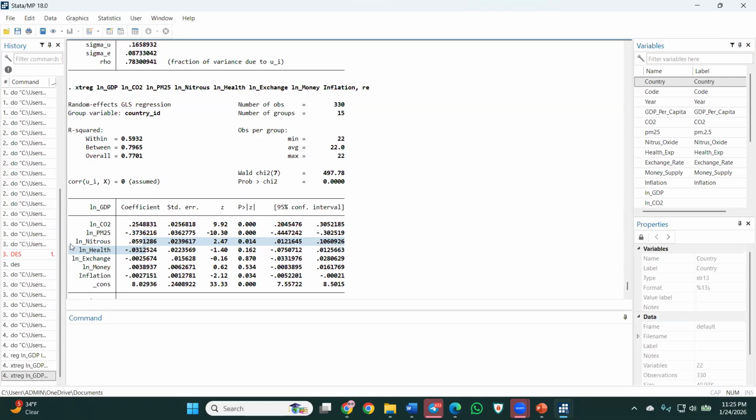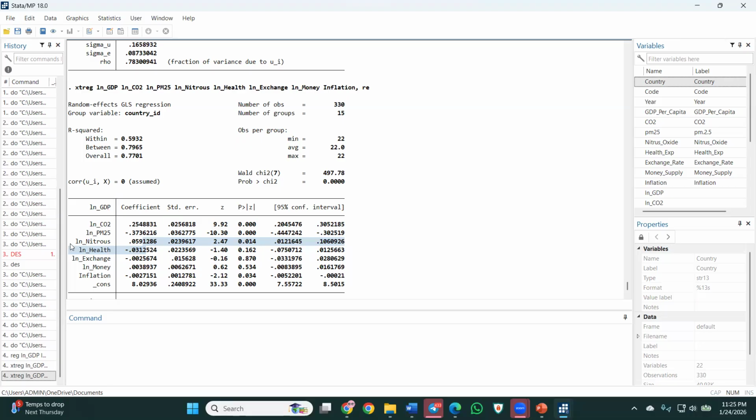Nitrous oxide is showing 0.059, which is 5.9%, approximately 6%, and it is positive. It means that a unit increase in agricultural intensification, or nitrous oxide, will cause a positive change, a 6% increase in GDP.